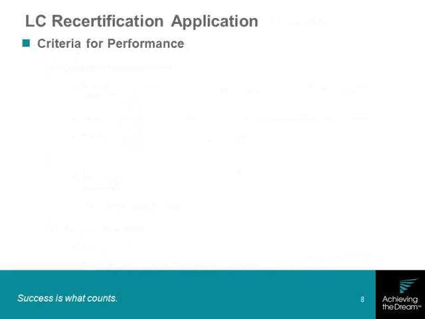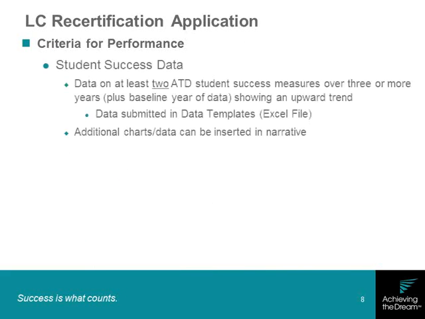A college's performance is assessed according to the student success data that you will submit in the data template. So you all should be somewhat familiar with the Excel document that is the data template. And it's here where colleges are asked to submit data on at least 2 Achieving the Dream student success measures over 3 or more years, plus a baseline year of data, ideally showing an upward trend. And the data must be submitted in these data templates.